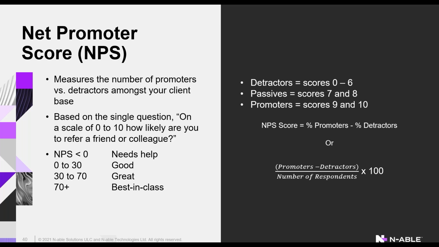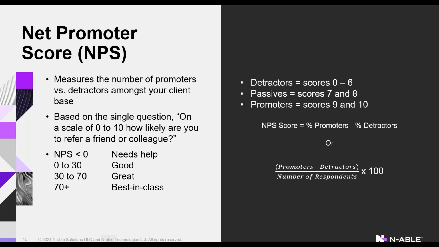Detractors having the largest percentage here, 6 to 0. What we call passives, folks that may or may not talk about you word of mouth, but it's not like they're unhappy with your services. They have a couple complaints, but they're not quite a promoter at 7 to 8, and our promoters 9 to 10 out of 10.